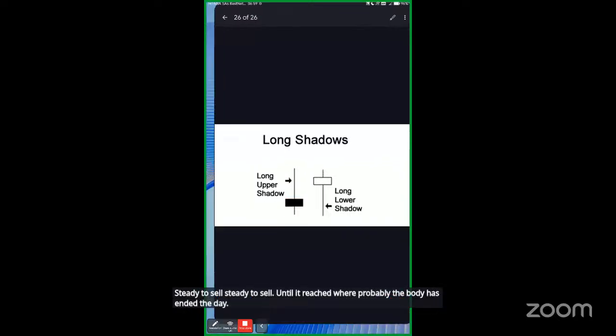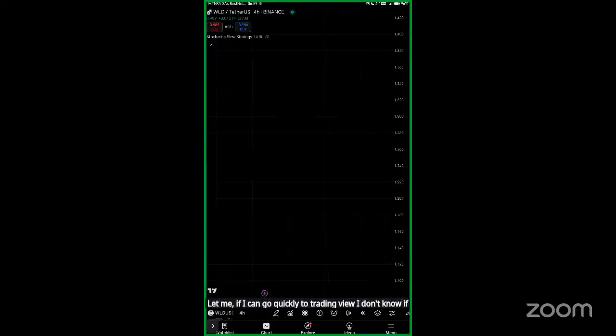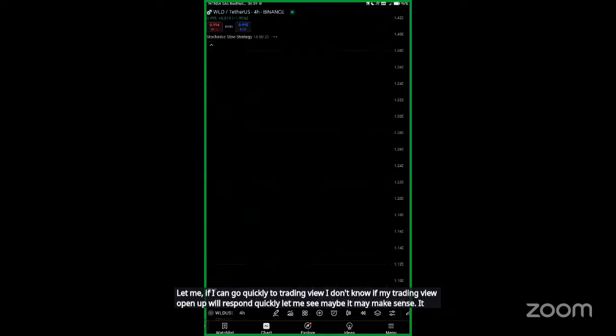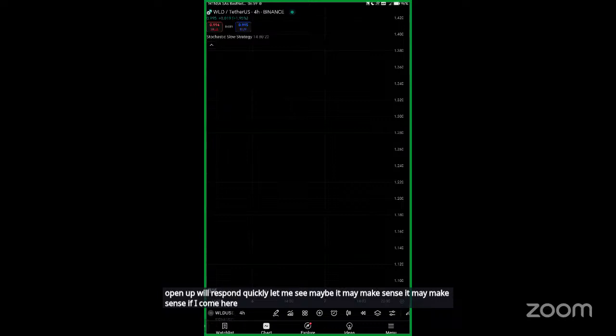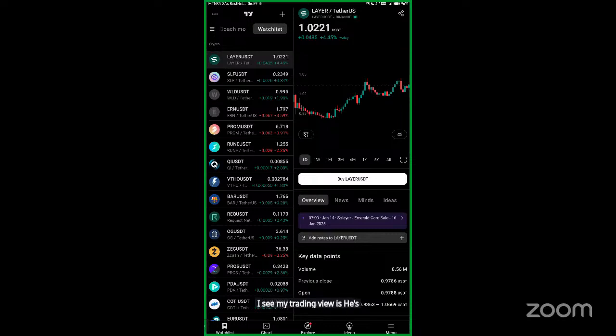Let me go quickly to TradingView. I don't know if my TradingView will open up, will respond quickly. Let me see. It may make sense if I come here and explain these shadows so that you are able to see them in real time. I see my TradingView is on a strike. Okay, let me see if this one can open.